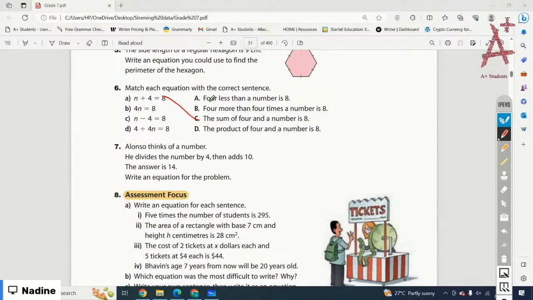Okay, then 4 less than a number is 8. That would match n minus 4 equals 8. 4 less than a number. You don't know which number it is, and minus 4 equals 8. Okay, then 4 more than 4 times a number is 8. So it matches the last one. So obviously then D matches: the product of 4 and a number is 8. It matches D, right?